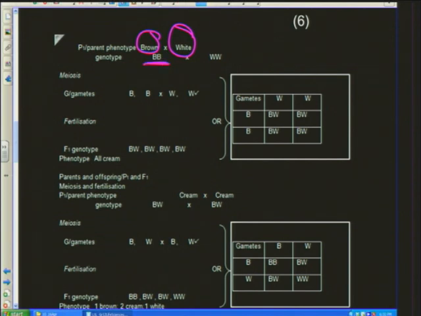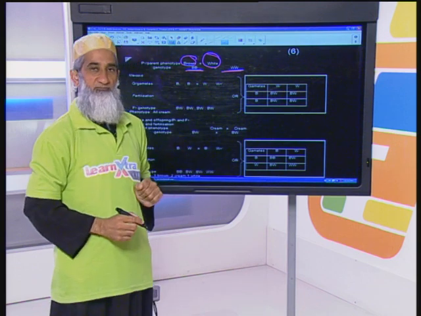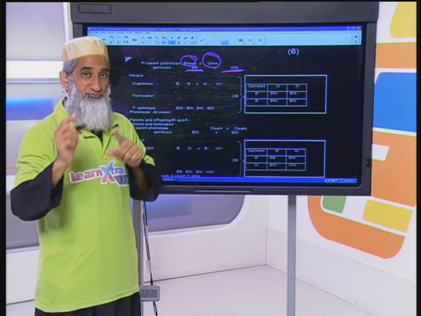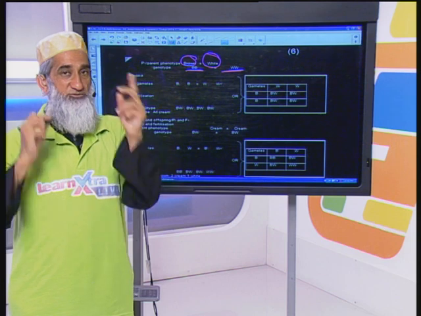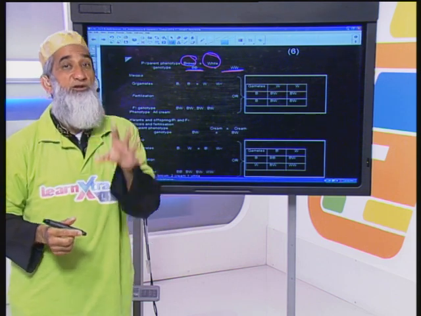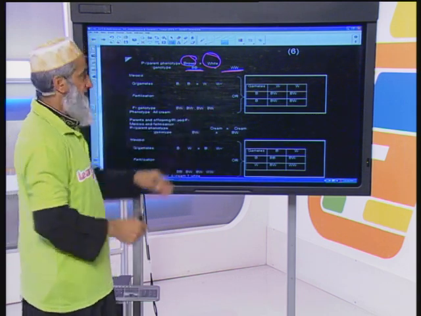Capital B, capital B, capital W, capital W. Because it's incomplete dominance, they don't have to tell you it's homozygous. If they tell you that these two parents gave you cream, you can't have it any other way, okay? All the offspring. If they had to say a portion were cream, then you had to start thinking about it, because heterozygous can also give you that situation. But in this case, they tell you all were cream. All were cream can only come from this combination, okay?